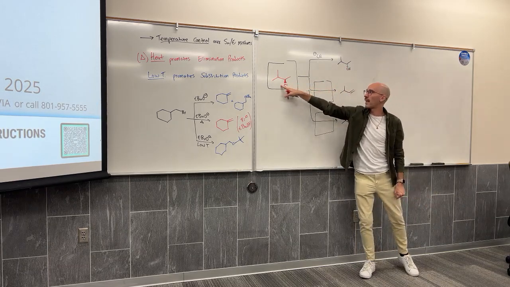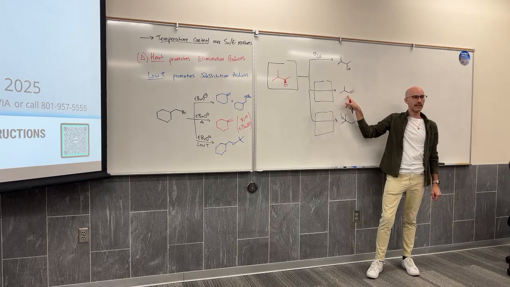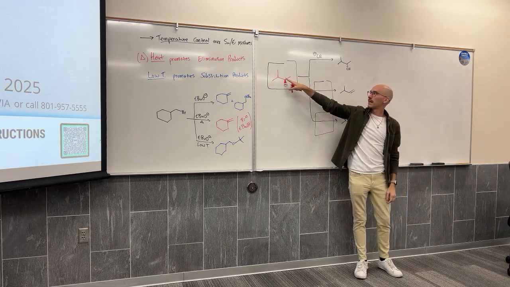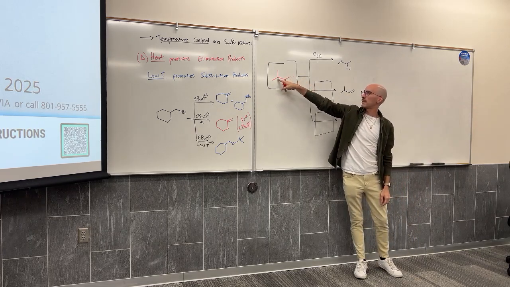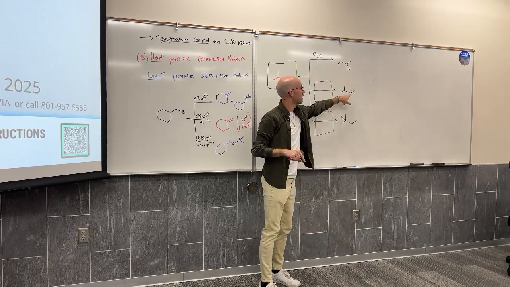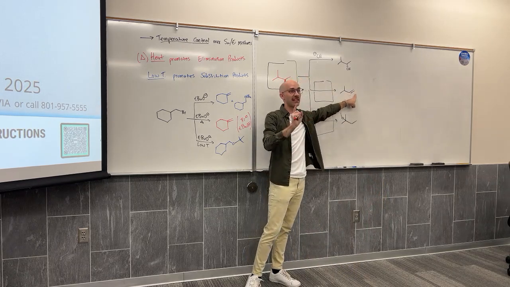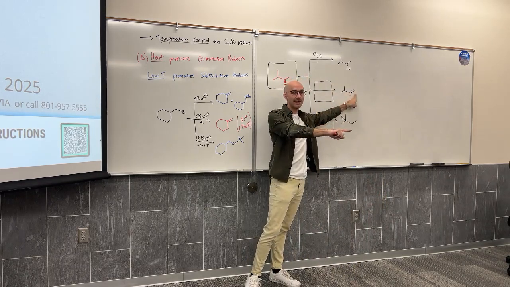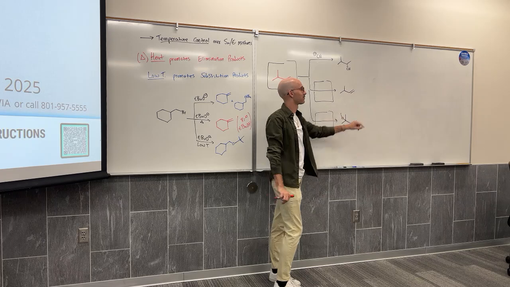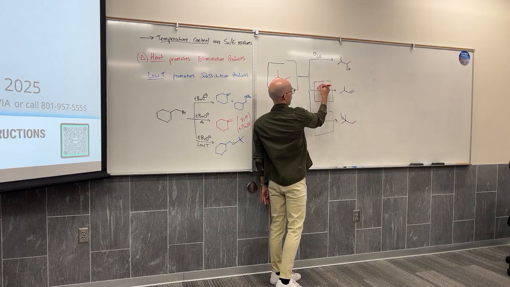Now I know that this elimination can be described as what? Zaitsev or anti-Zaitsev? My leaving group has a primary beta and a tertiary beta carbon. I'm eliminating at the primary, less substituted, less stable, anti-Zaitsev. What is the only base that will give me my anti-Zaitsev product? Tert-butoxide.